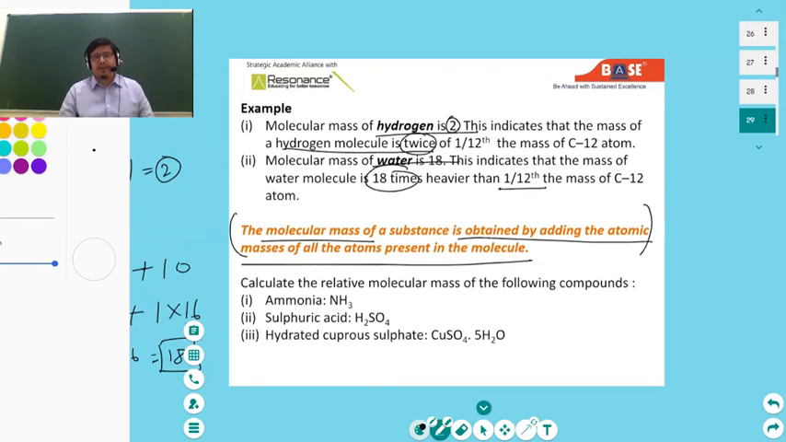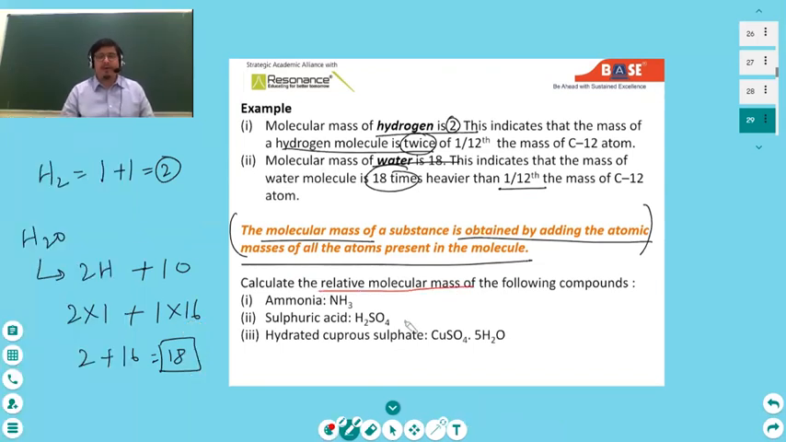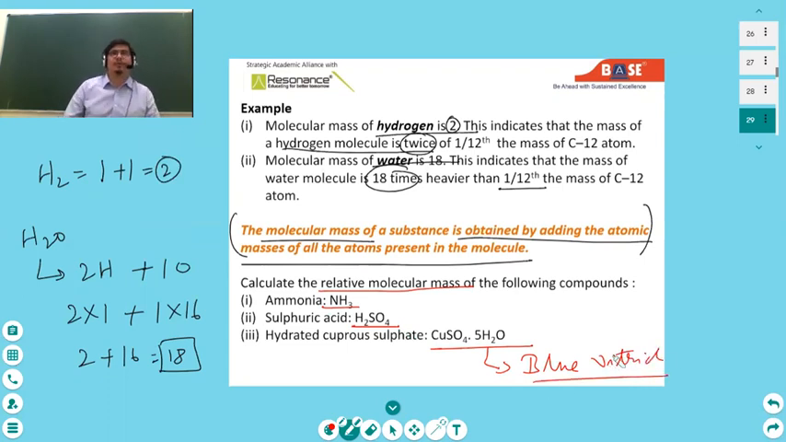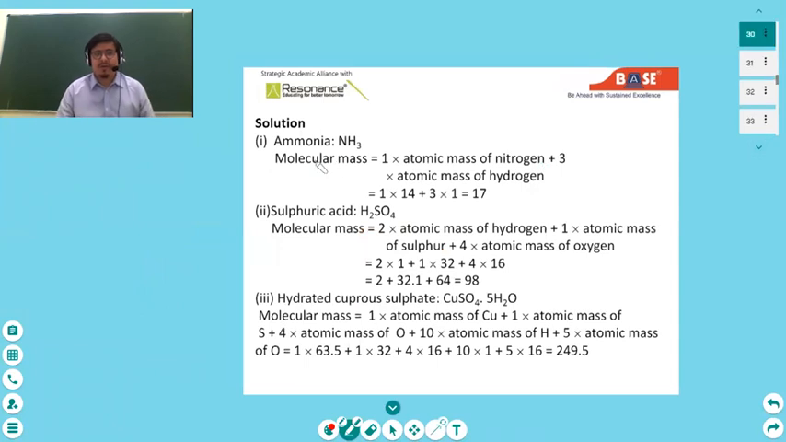So the question is: calculate the relative molecular mass of the following compounds: ammonia, sulfuric acid, and hydrated copper sulfate, CuSO4·5H2O. This is also known as blue vitriol. It is a blue colored solution when you add it to water. So let's find out. The mass of ammonia, how to find it?